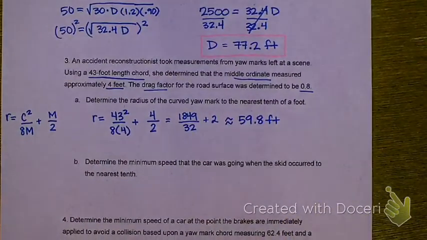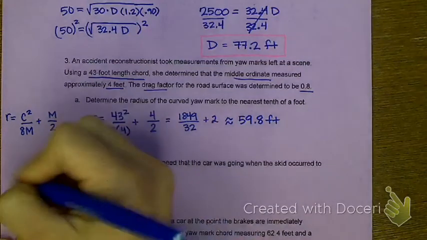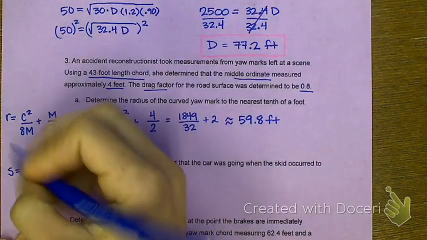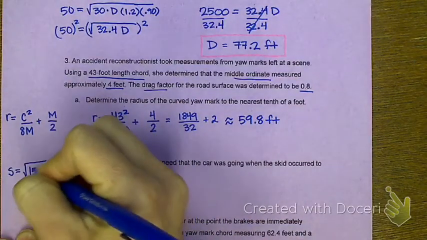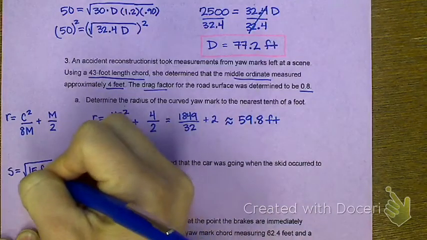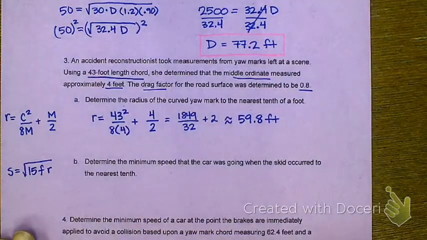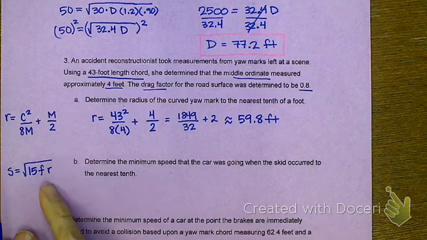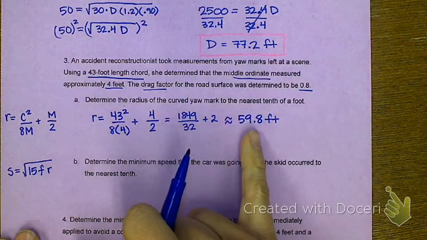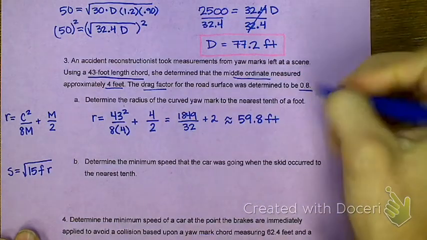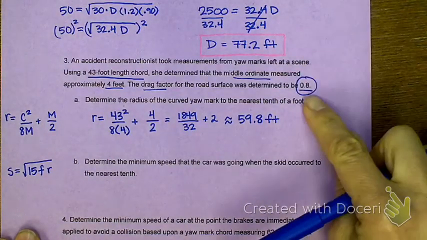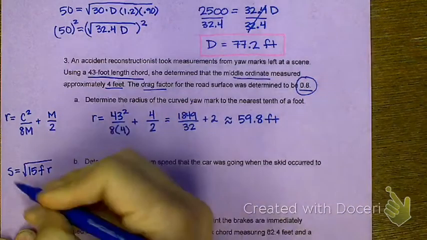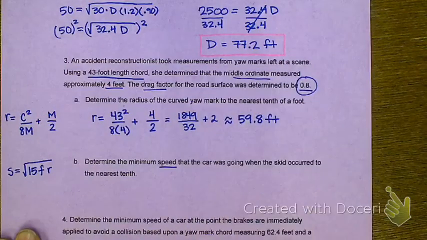Next it says determine the minimum speed that the car was going when the skid occurred. So remember that formula we wrote down from the front. When we have yaw, we're using a different speed formula. That speed formula is S equals the square root of 15 times F times R. Remember, F is your drag factor, R is your radius. Now that we have the radius, and we were already given the drag factor up here. Our drag factor was 0.8 in the original problem. So now I can plug everything in to determine the speed.